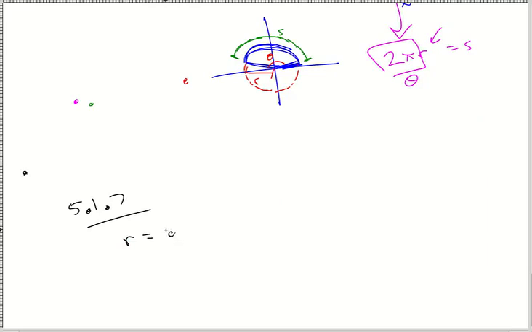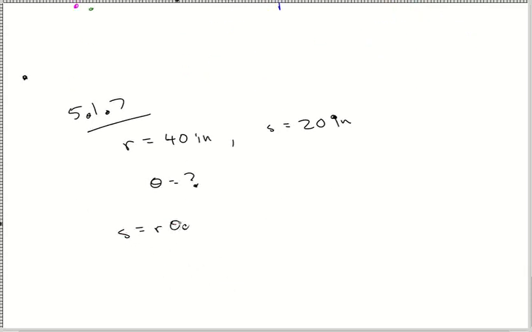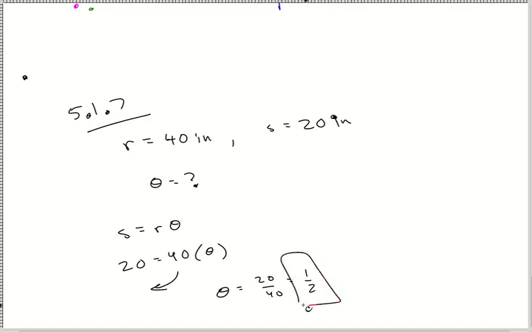It says I have a radius of 40 inches, and an arc length of 20 inches. They're saying find theta. So I have s equals r theta. I have 20 is equal to 40 times theta. Divide by the 40. 20 over 40 makes a half. What is this half? That's actually an angle. Theta's an angle, but it's in radians. So it's half a radian, 0.5 radians.